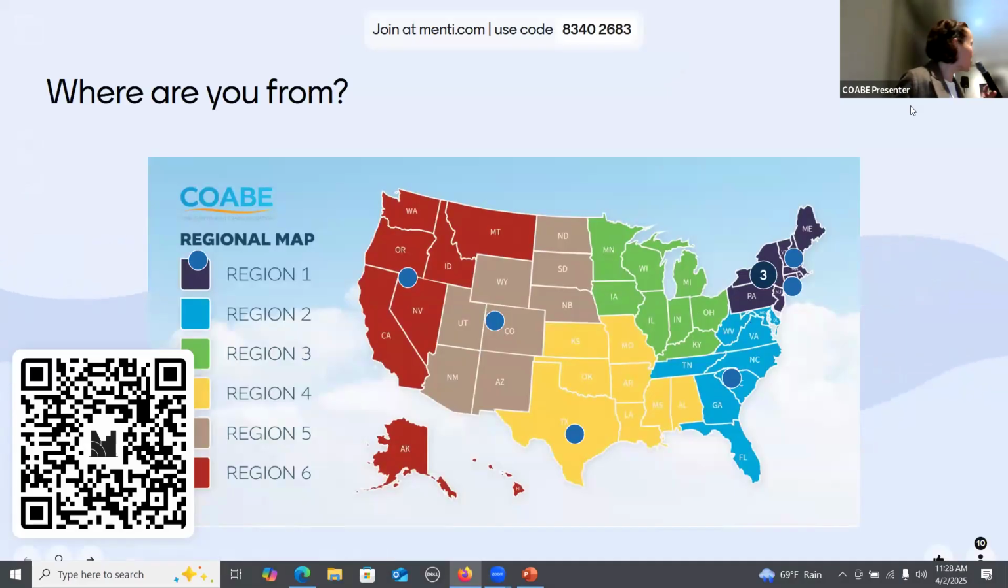Right, so this first map here, which COABE provided for us, is a nice visual, and it gives us an idea of the geographical regions represented in the room today. So we have some Texas folks, somebody from South Carolina, a few folks from the Northeast here, and somebody either from Nevada or Oregon. Yeah. Hi, welcome. All right, great.